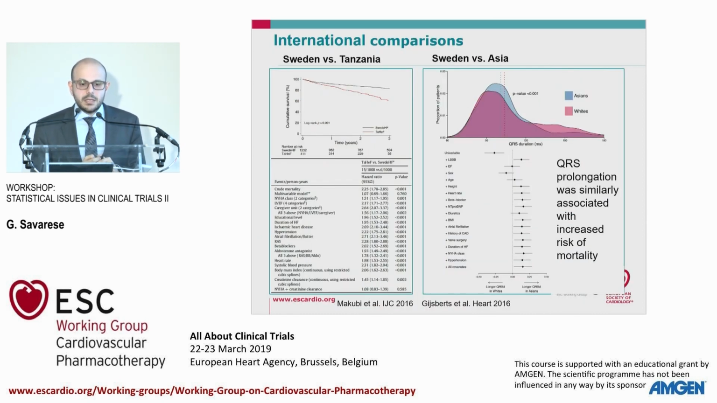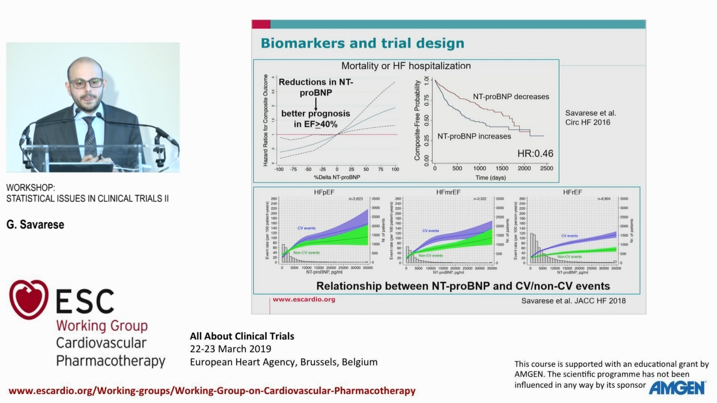We even used SwedeHF in order to compare the European heart failure population with the heart failure population from Tanzania and Asia. And we observed that when we compare Sweden versus Tanzania, the difference in outcome is explained, of course, by different use of treatments. And we also assessed the different prognostic role of QRS prolongation in patients enrolled in Sweden as compared with those in Asia. And this was to further phenotype this kind of patients.